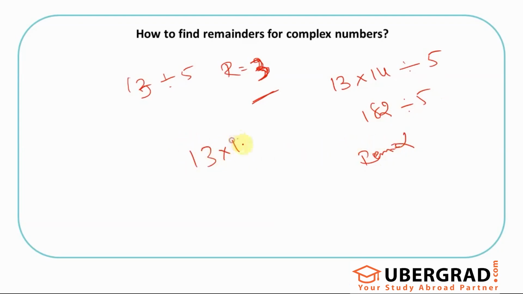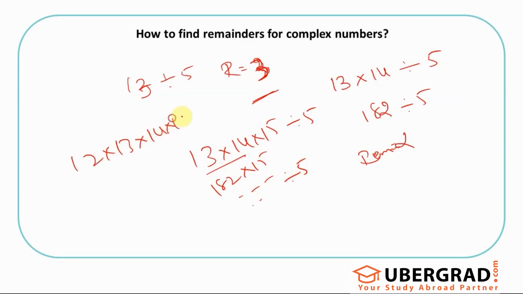What if I ask you something like 13 into 14 into 15 divided by 5, right? Maybe you can find 182 and then multiply with 15 and then divide by 5. So this will take you a lot of time, right? What if the question is 12 into 13 into 14 into 15? So that's where we can handle it in a slightly easier way by looking at them independently, right? So to get an understanding of it, let me take an example of just 13 into 14, right?